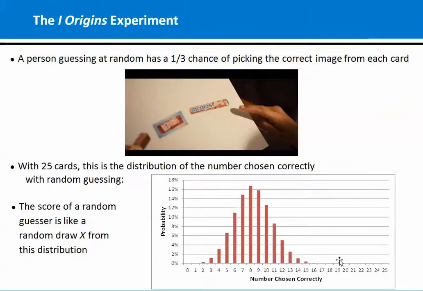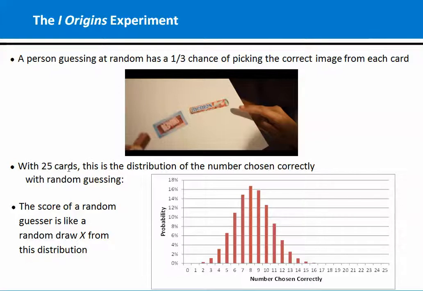For our last example, let's look at the iOrigins experiment. So Salamina is presented with 25 cards, each of which has 3 images, and she's asked to pick her favorite, and the experiment is to see how many she guesses correctly. Well, a person guessing just at random would have a 1/3 chance of picking the correct image from each card, because there are 3 images, or at least that's what our assumption is going to be.